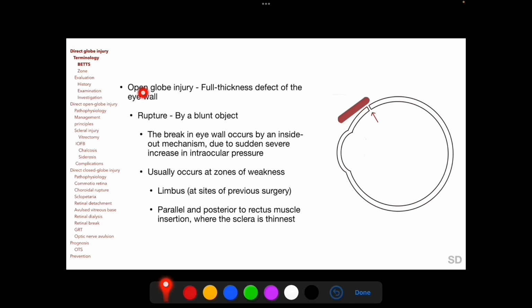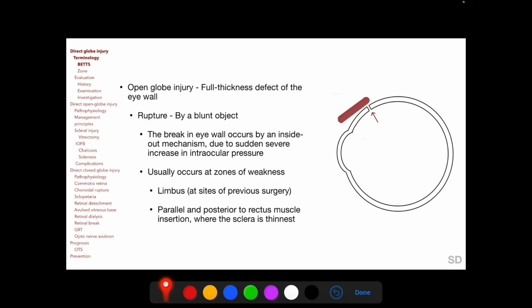Open globe injury is one in which there is a full thickness defect in the eye wall, and open globe injuries are further subclassified as rupture when it occurs due to impact with a blunt object, and laceration when it occurs due to impact with a sharp object.